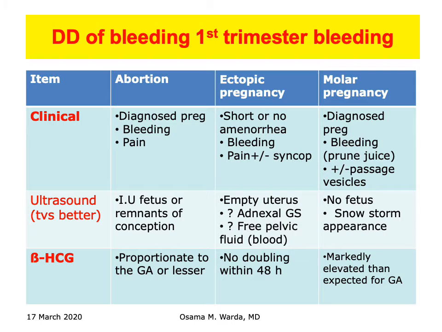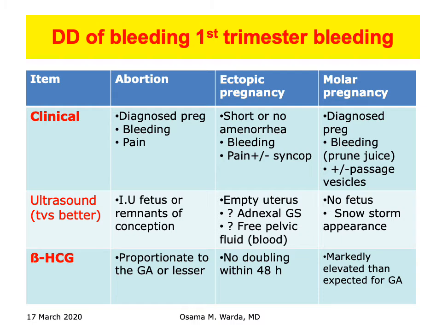This table will summarize how to diagnose first trimester bleeding. Clinically, it may be abortion, ectopic, or molar pregnancy. In abortion, pregnancy is diagnosed. There is bleeding and pain. Ectopic pregnancy, short or no period of amenorrhea with bleeding, pain, plus or minus syncopal attacks. Molar pregnancy, diagnosed pregnancy, bleeding with brownish appearance, plus or minus passage of vesicles, which is not common.